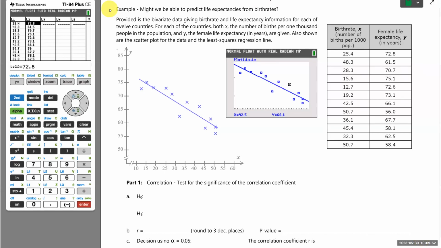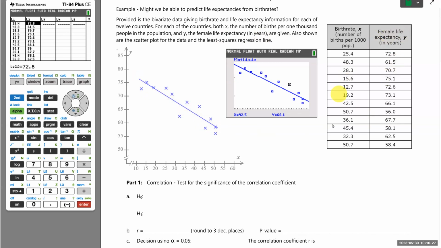Welcome. In this example, we will take a look at whether we might be able to predict life expectancies in a country from birth rates. So provided is the bivariate data giving birth rate and life expectancy information for each of 12 countries. For each country, both X, the number of births per 1,000 in our population, and Y, female life expectancy in years are given. And then they've given us the scatter plot as well as the least squares regression line.